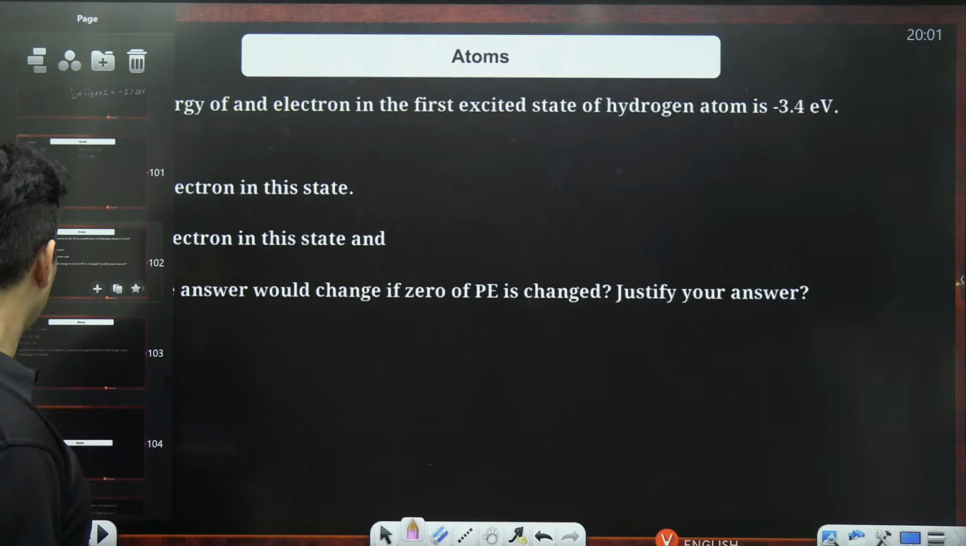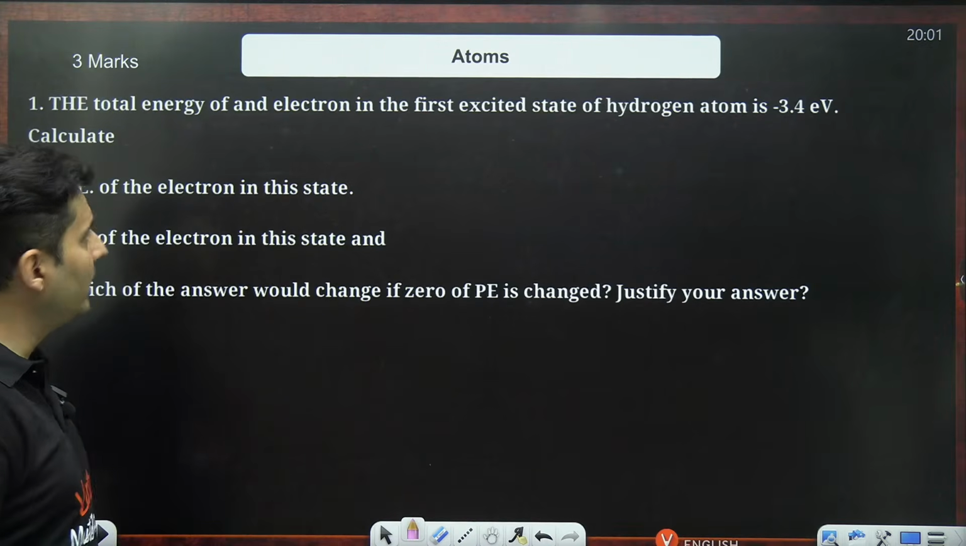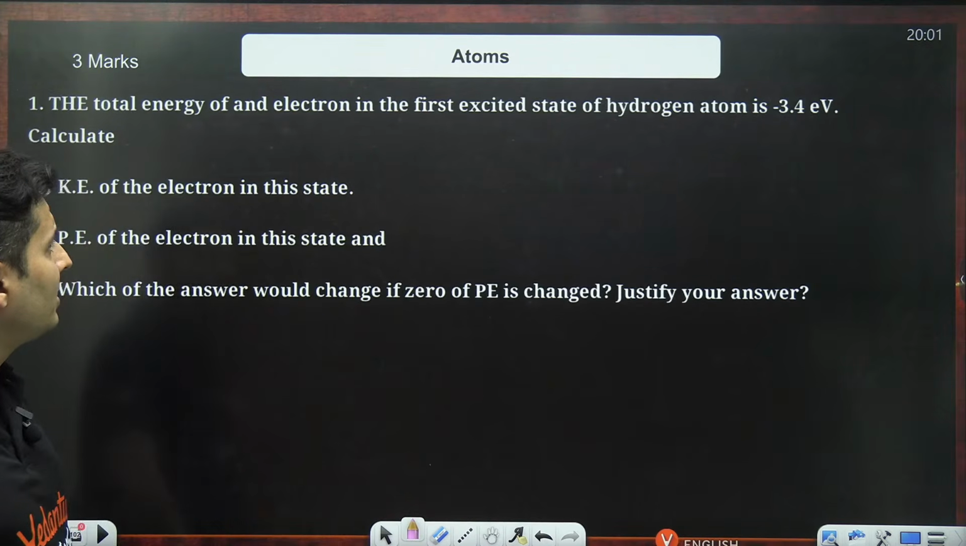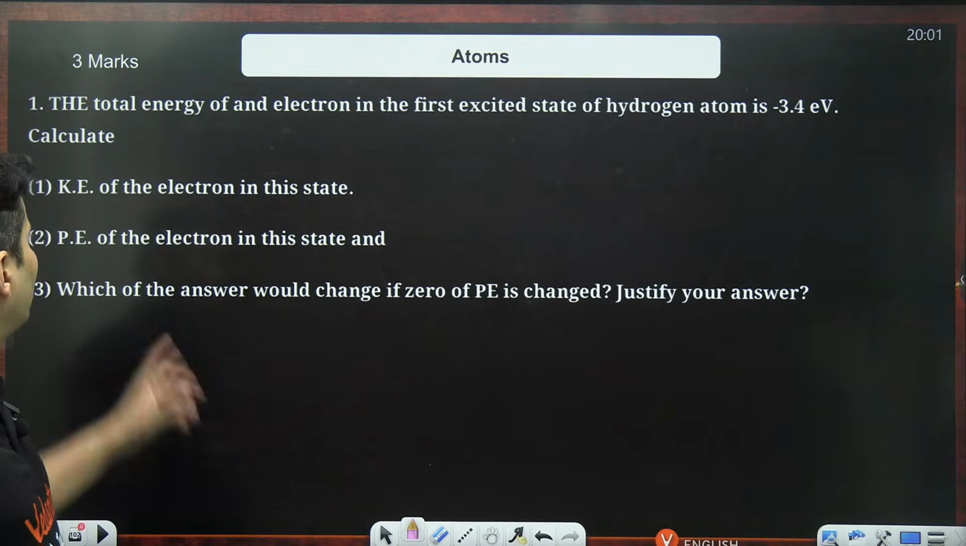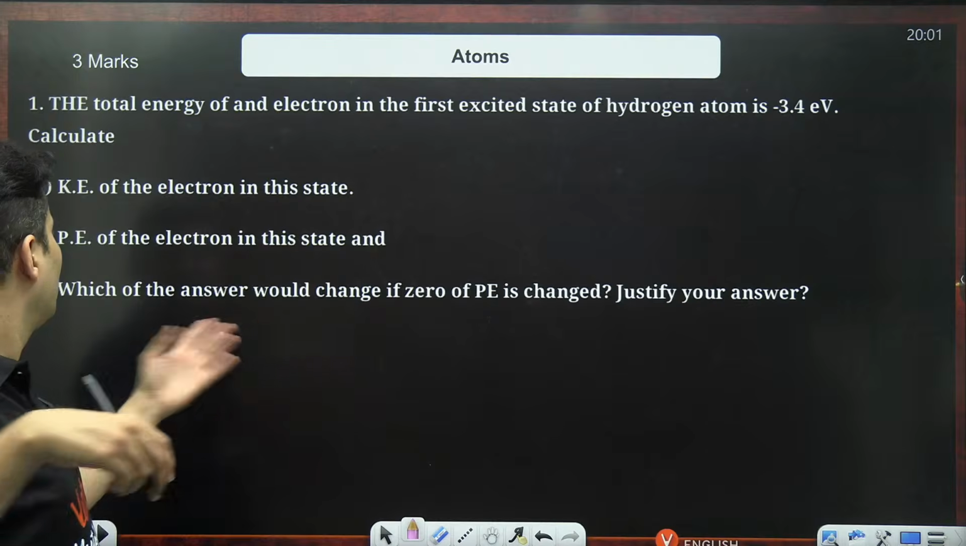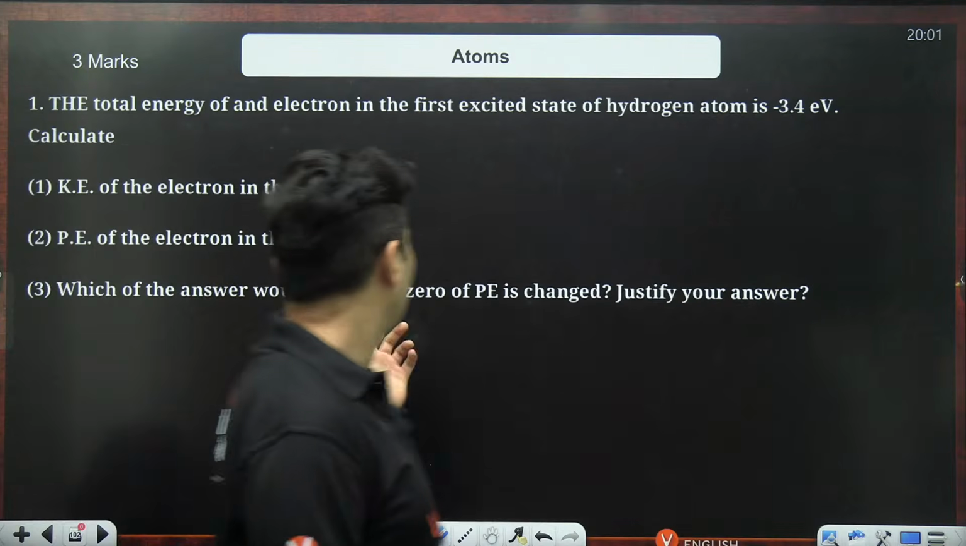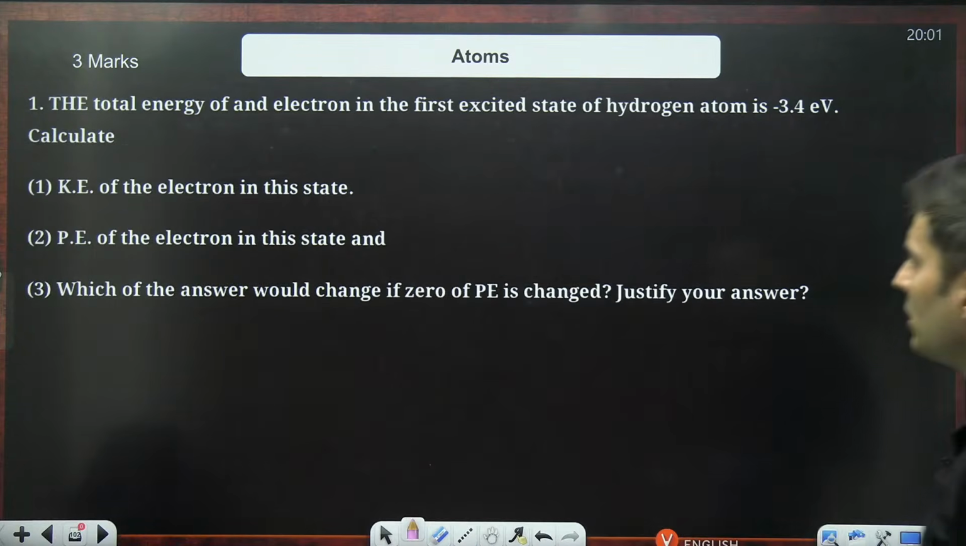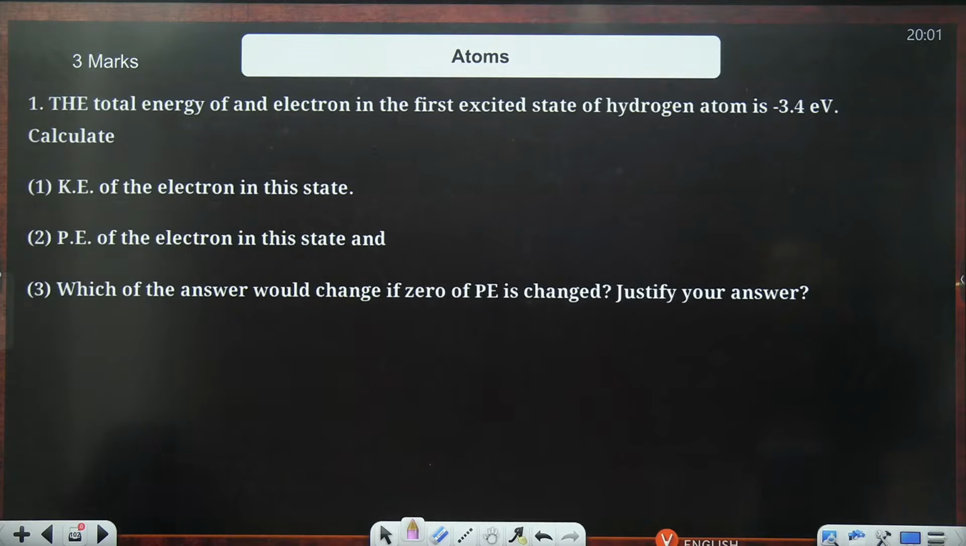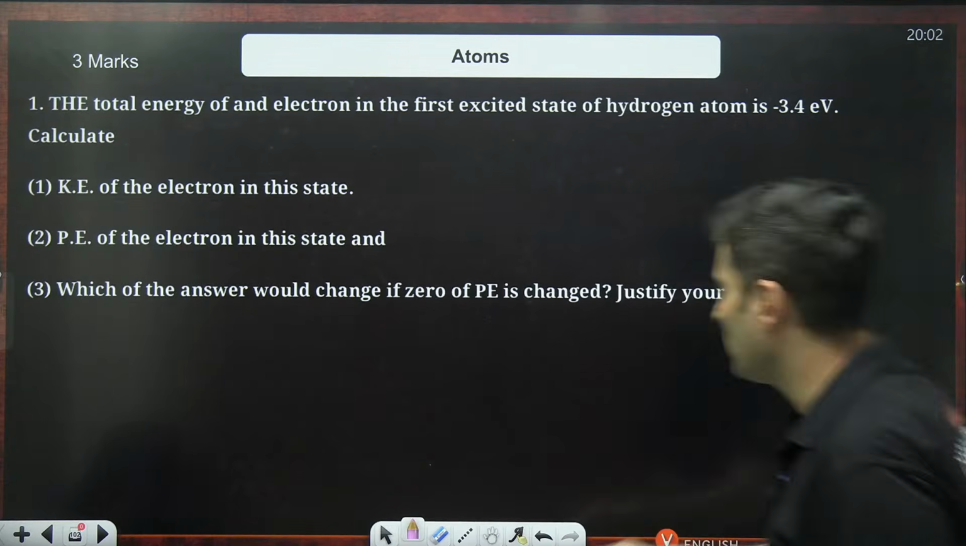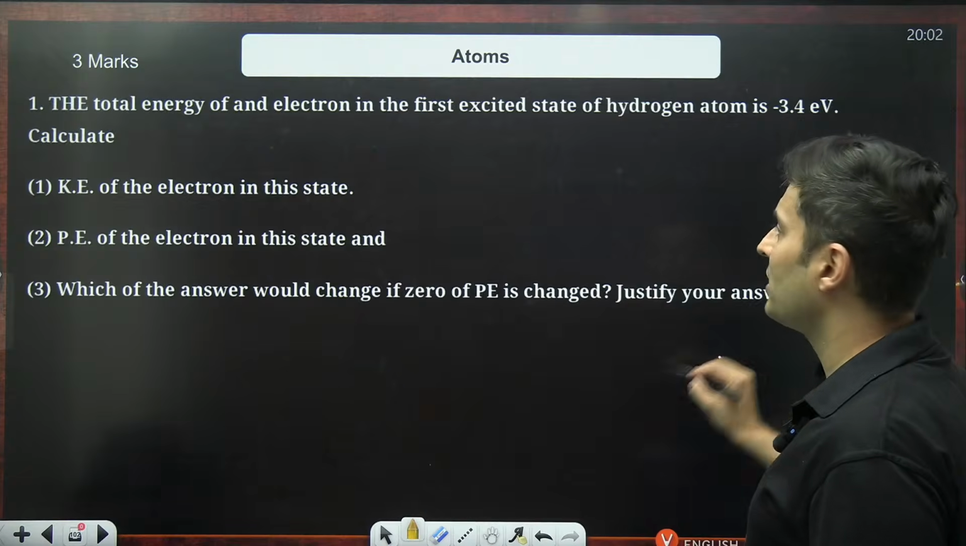What about this? The total energy of an electron in the first excited state is minus 3.4. Calculate the kinetic energy and potential energy. Which of the answers would change if zero of potential energy is changed? Justify. I think the third question, I'm not really sure, but the other two are simple.